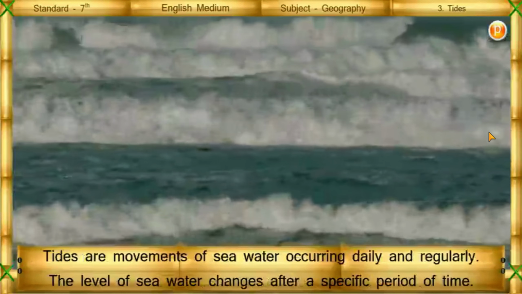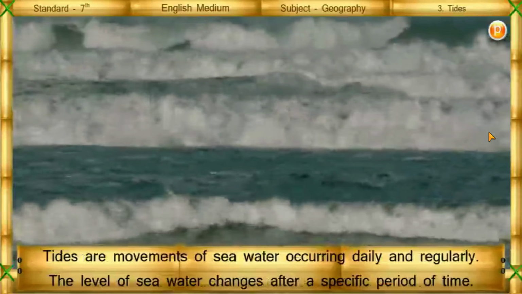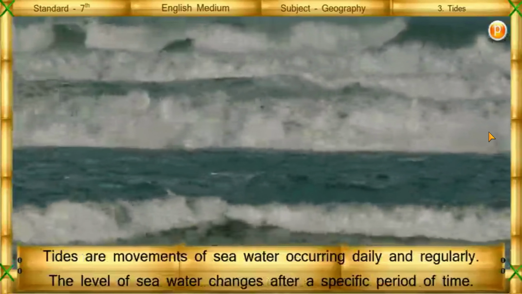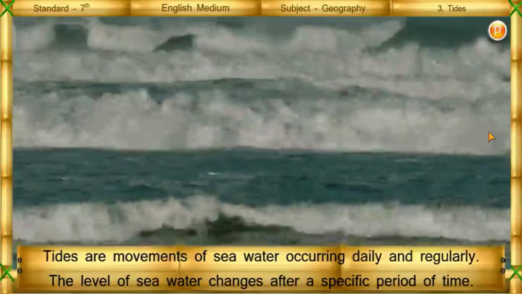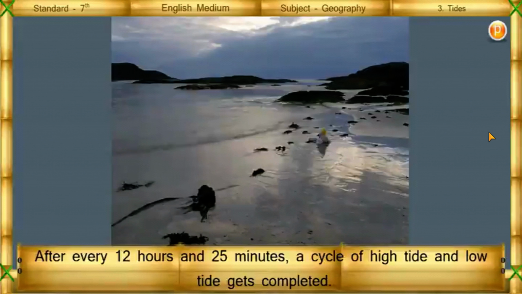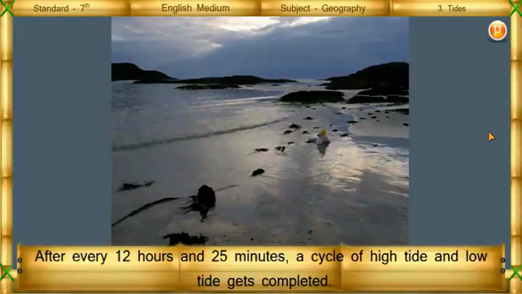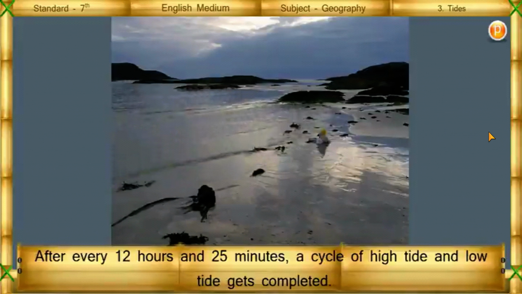Tides are movements of sea water occurring daily and regularly. The level of sea water changes after a specific period of time. After every 12 hours and 25 minutes, a cycle of high tide and low tide gets completed.